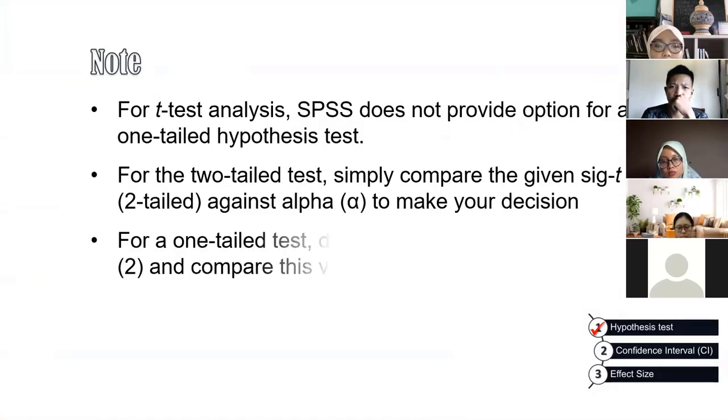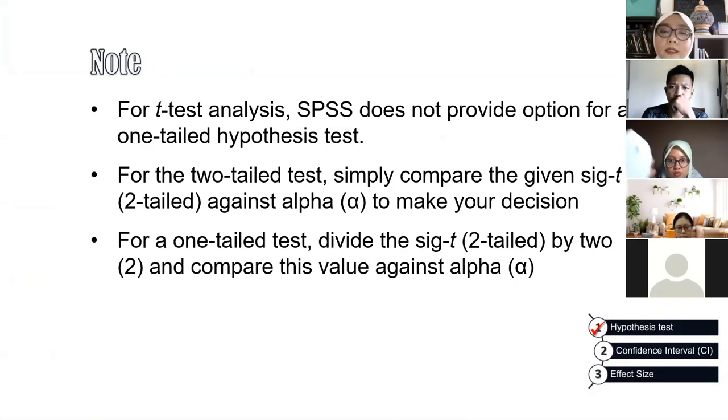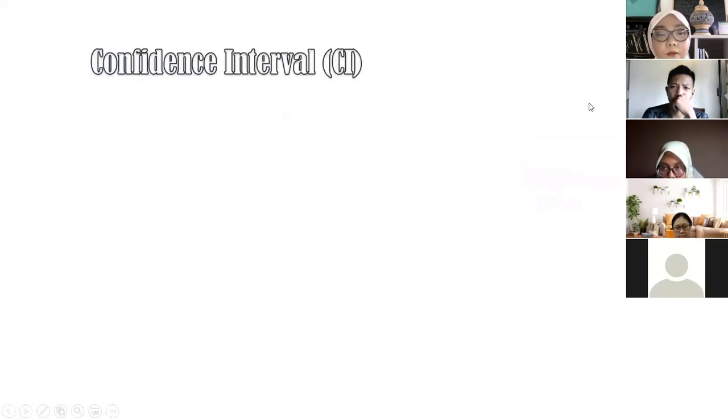This one can go fast. Again, for the t-test, SPSS does not provide an option for a one-tail hypothesis test. For the two-tail test, simply compare the given significant t or two-tail against alpha to make your decision. For a one-tail test, divide the significant t by 2 and compare this value against alpha.